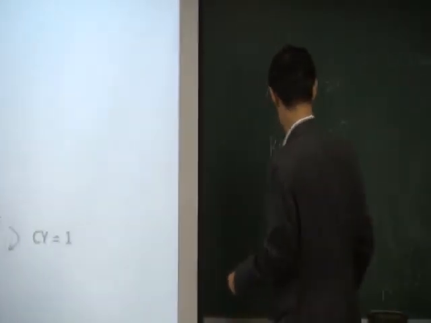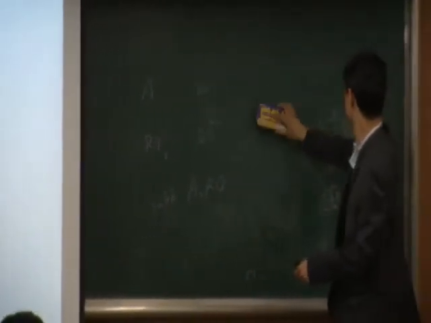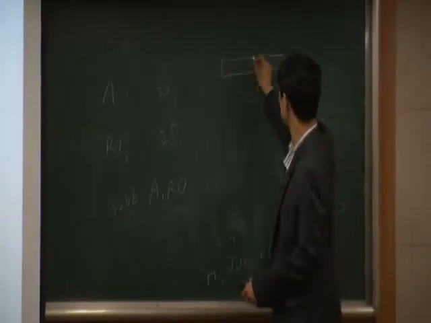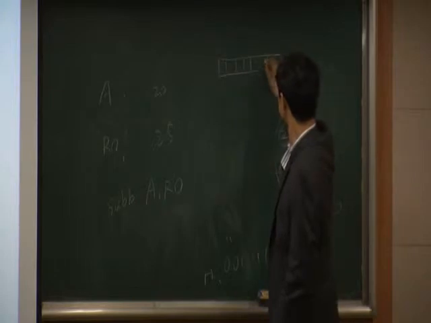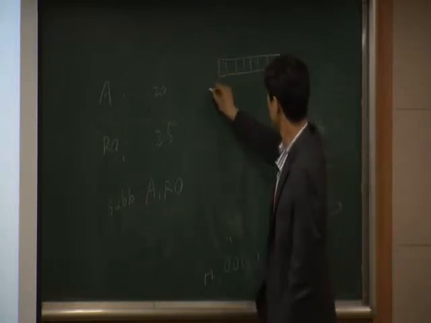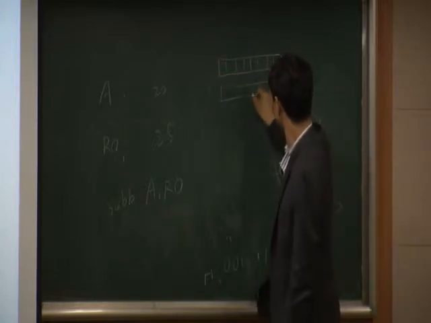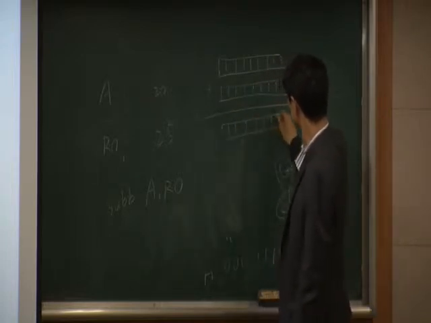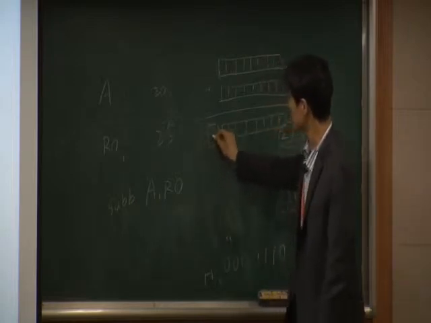Carry is like a 9th bit. Let's say you have 8 bits, and you are adding another 8 bits. Then the result becomes 9 bits. That's carry.